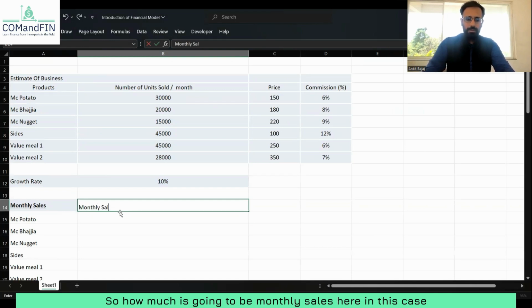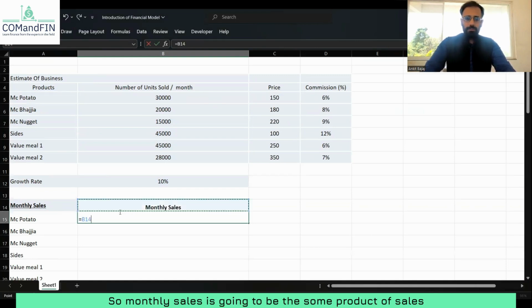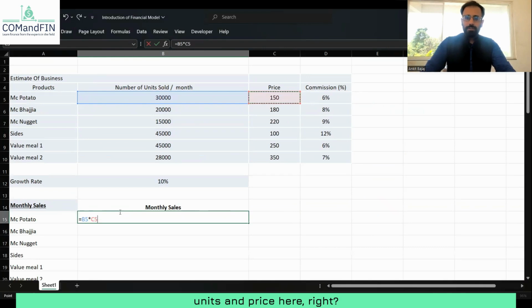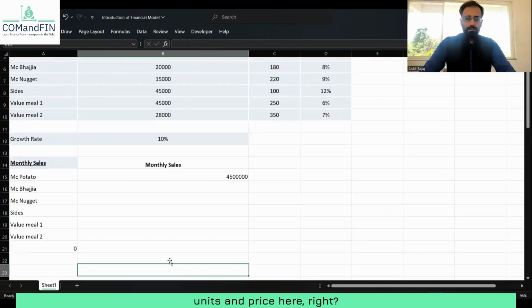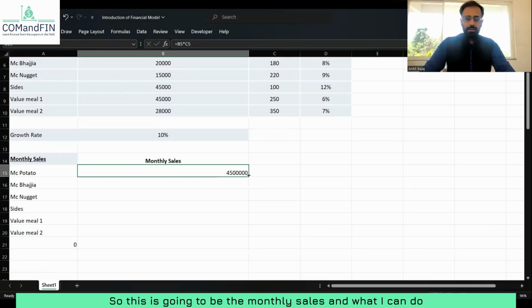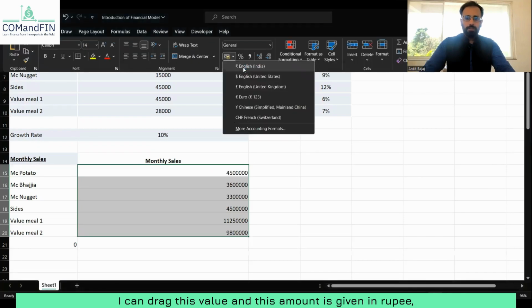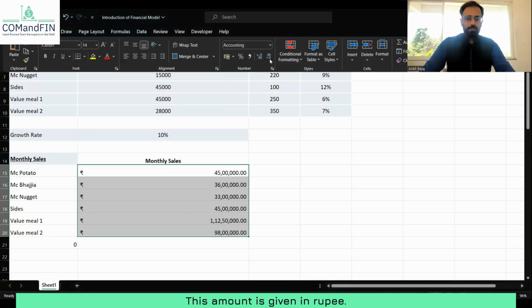So how much is going to be the monthly sales in this case? We can see, right? Monthly sales is going to be the sumproduct of sales units and price, right? So this is going to be the monthly sales. And what I can do here is drag this value, right? This amount is given in rupees. This is going to be your total monthly sales.